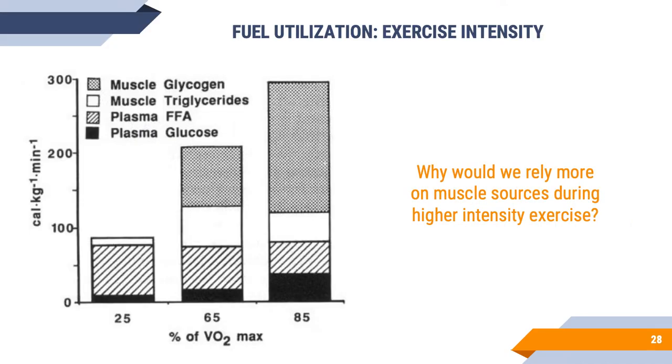Now I want to talk about fuel utilization during different exercise intensities. We know that fuels are essential for both rest and exercise. We need ATP during all times of the day. But at low exercise intensities, we're relying predominantly on plasma free fatty acids, and as exercise intensity increases, we're relying more heavily on muscle glycogen stores as well as plasma glucose. The reason we rely more heavily on glycogen at higher exercise intensity is because we need a faster rate of energy provision.